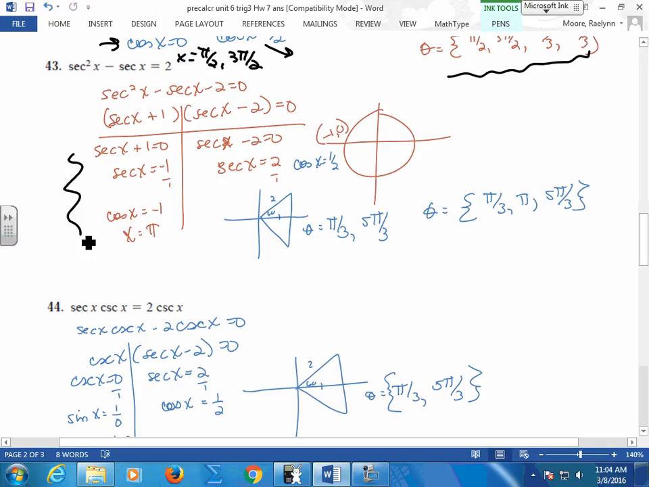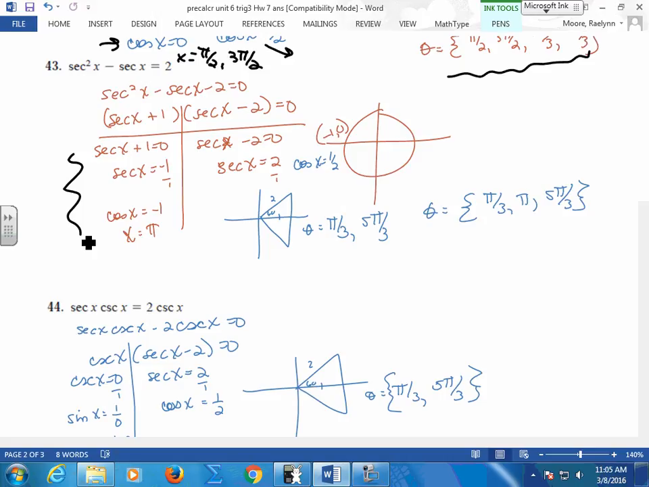Then set each one. Now, remember this is the reciprocal of cosine. A secant can be 2 because the secant's range is from 1 to infinity and from negative infinity to negative 1. So it uses the opposite of your cosine.